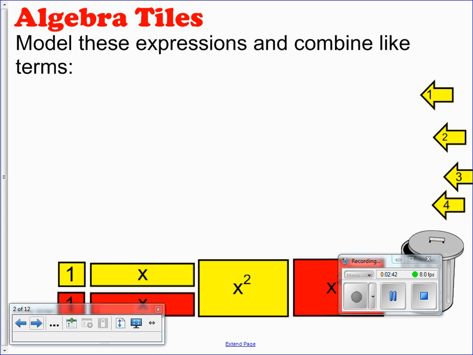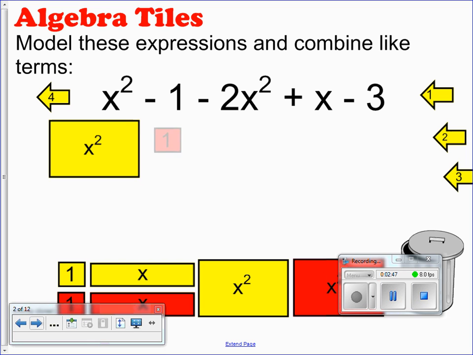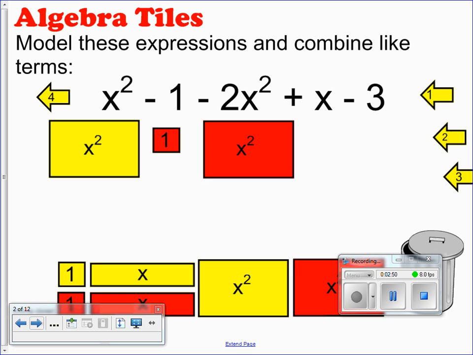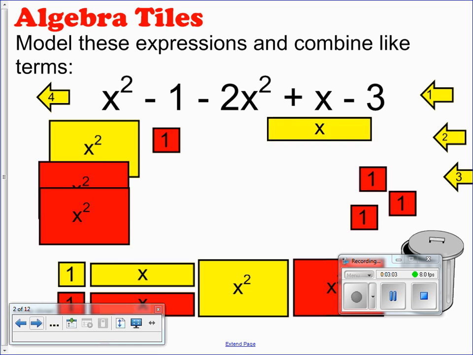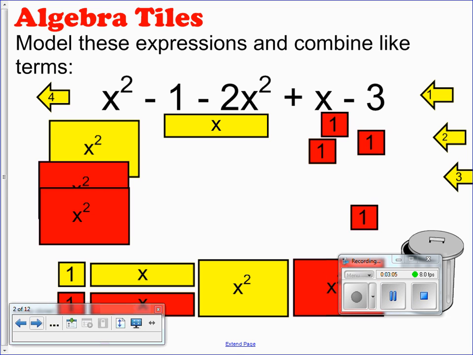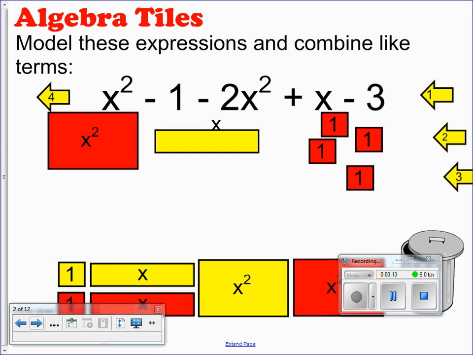And our last one, we have x squared minus 1 minus 2x squared plus x minus 3. So again, we're going to combine like terms. So our x squareds are going to go together, our x, and then our constants. So you can see that we have 1 positive x squared and 1 negative x squared. So our simplified expression is x squared, negative x squared plus x minus 4.